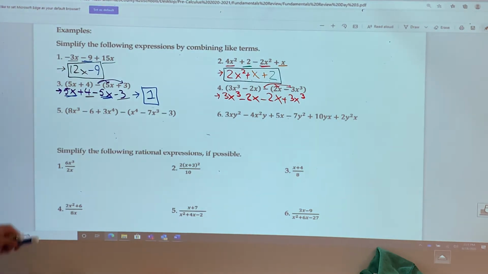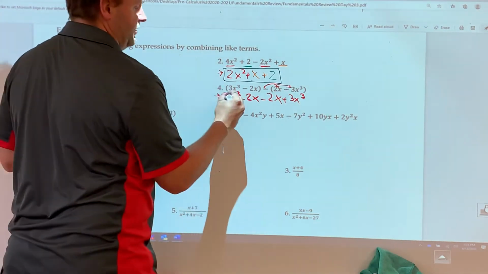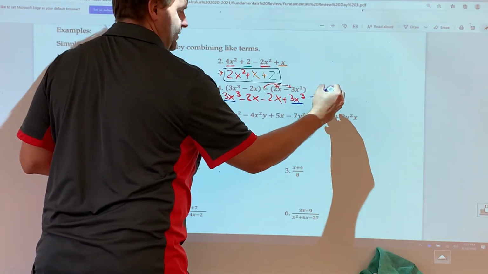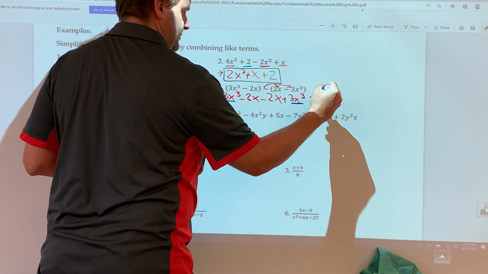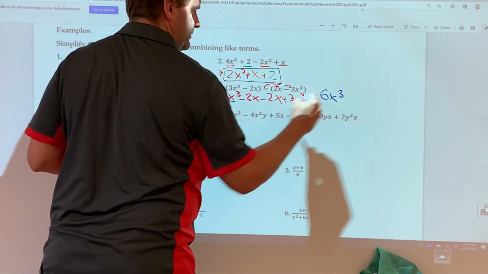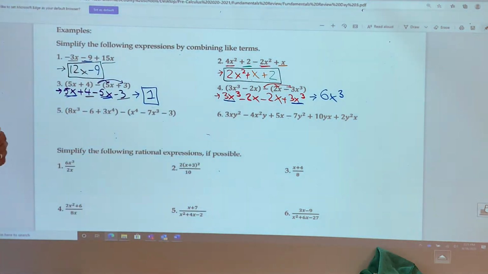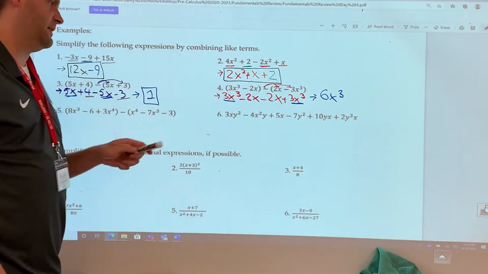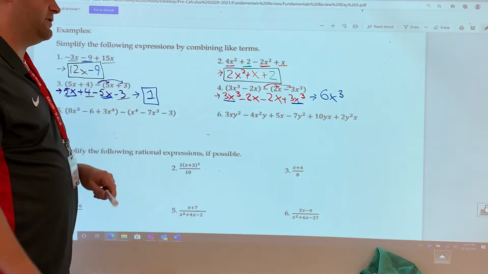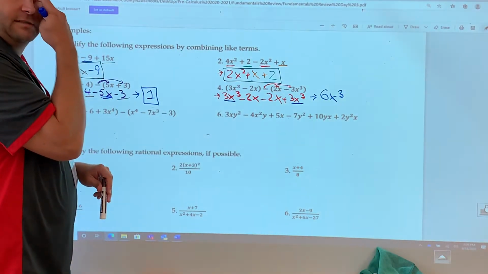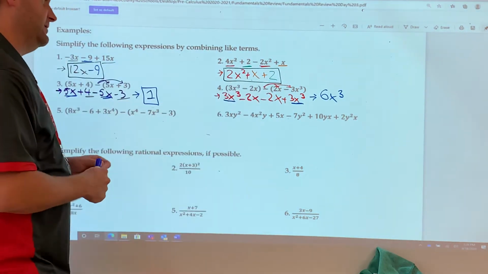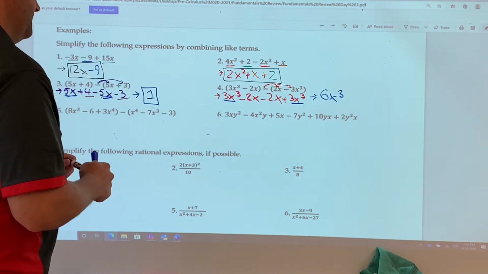Now let's underline our like terms. Anything with x to the third: we've got two 3x to the thirds there, and when you add those together, it's going to give you 6x to the third. Again, guys, I went over this, but we always want to write our terms in descending order, highest exponents to lower exponents, then to constants.